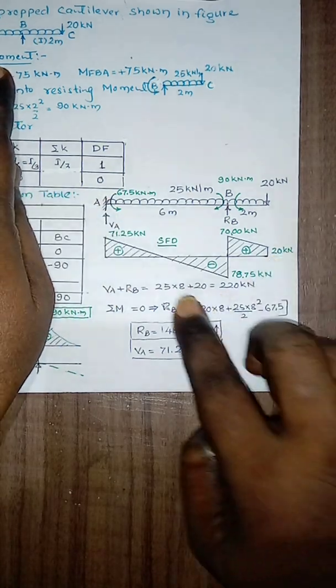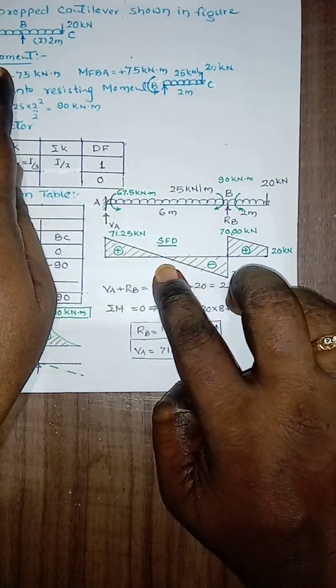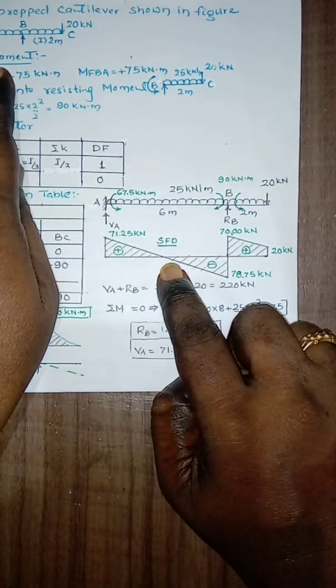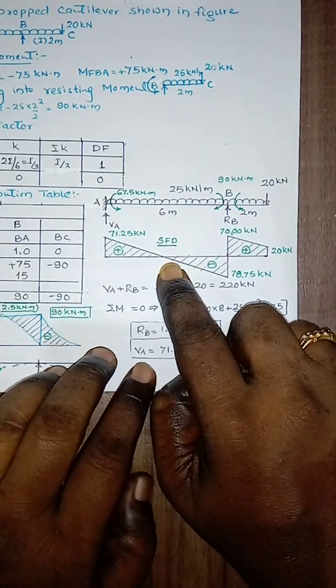Here this is the shear force diagram. Here there is a maximum bending moment. Here we have to calculate the point where the bending moment is maximum.